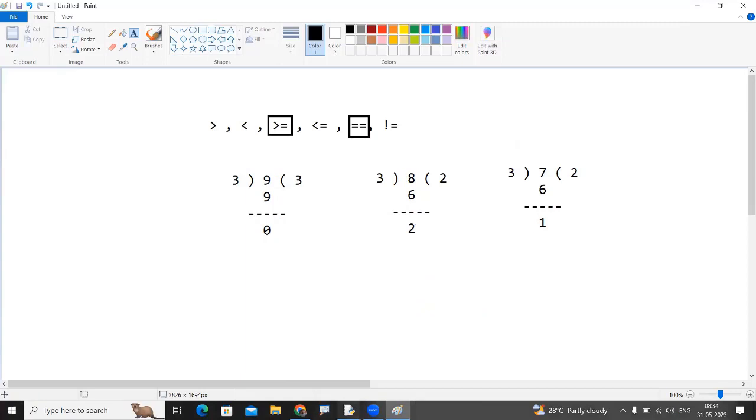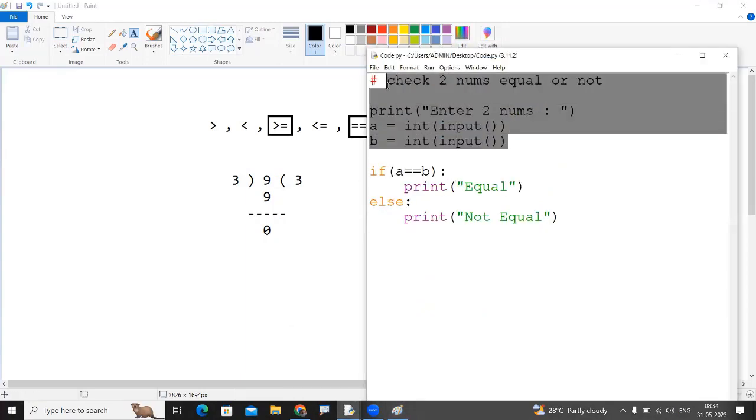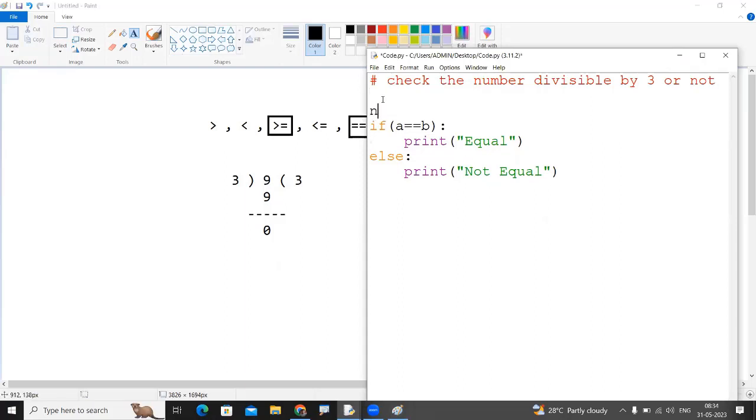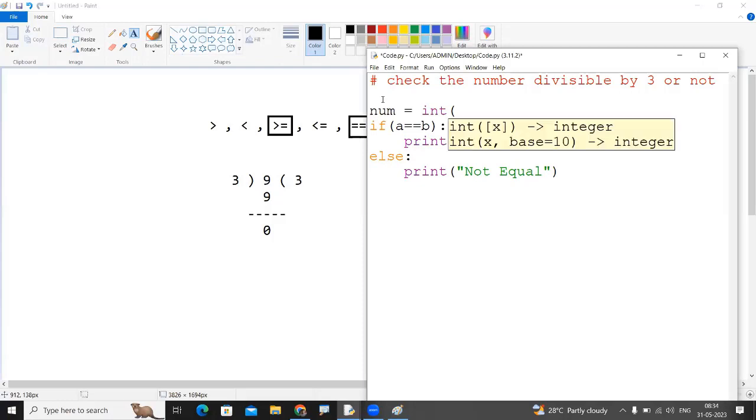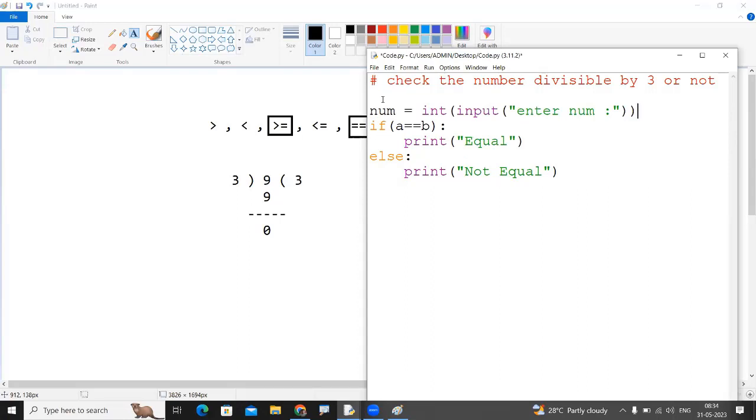So, I'm taking that number. First, normally I'm taking, check whether the number is divisible by 3 or not. First, take the number: number equals integer of input. I'm taking the prompt directly here also. Easy, na? Single line.